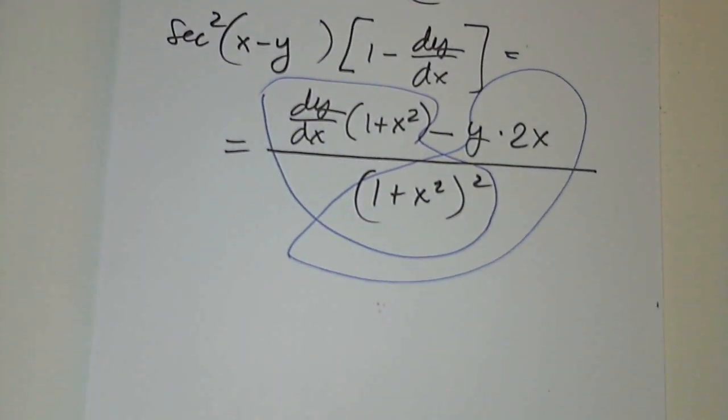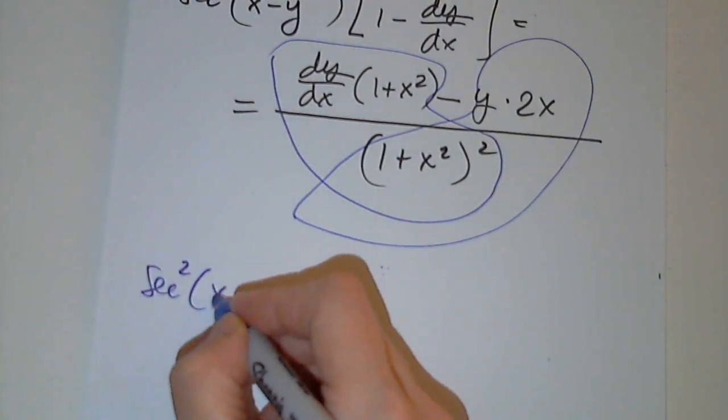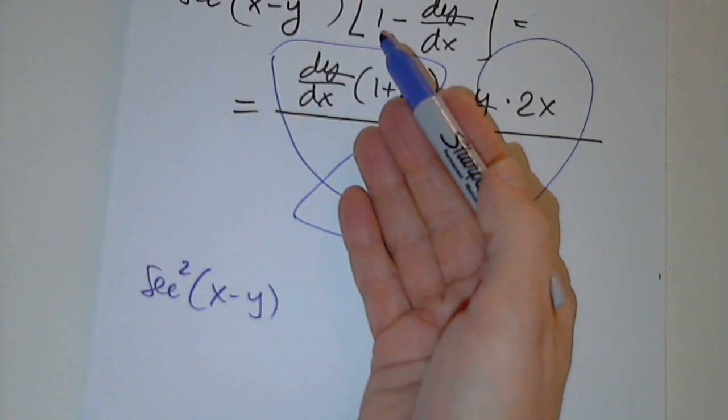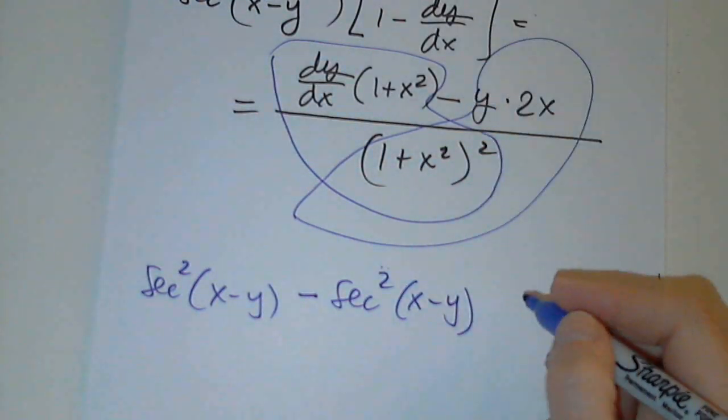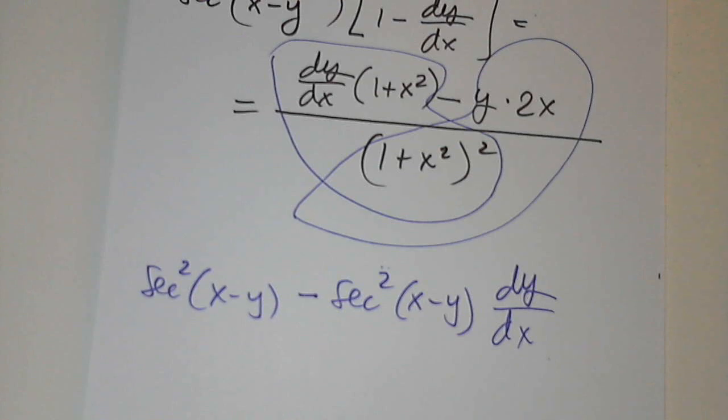Good, the left-hand side is secant squared of x minus y distributed to 1, and then minus secant squared of x minus y distributed to whatever that is. That symbol represents the derivative of function y. And now, look what happens here. When I separate, I would have this over this, and I would simplify one of those. I'm not simplifying in the difference. I'm simplifying after I separate it into two fractions. Ready?